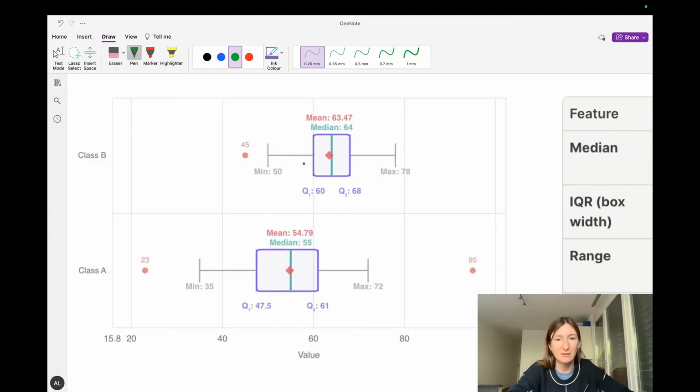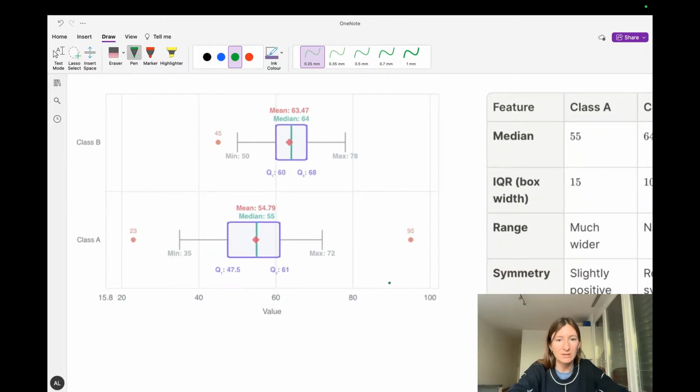Well, Class B is shifted a lot more towards the 100% than this one. Here, they're more gathered around the median, so the data is less spread out. So people tend to be doing around the same. It's much less varied, much less spread out, and it's a bit higher than this one.